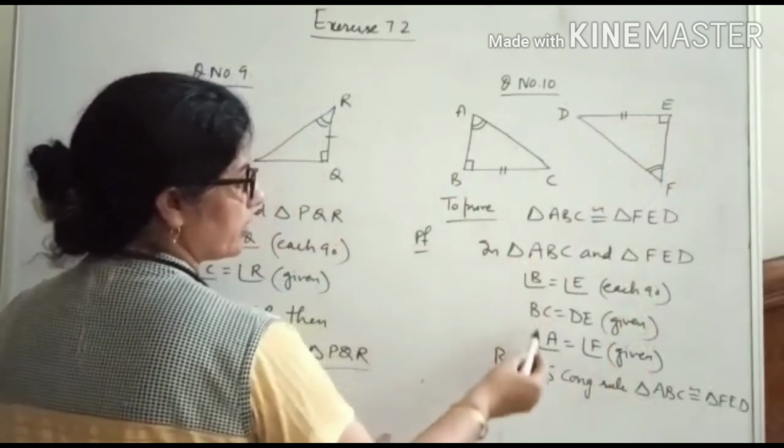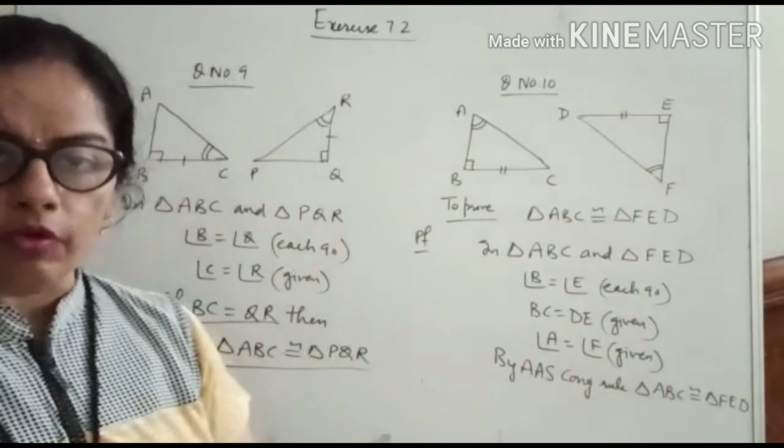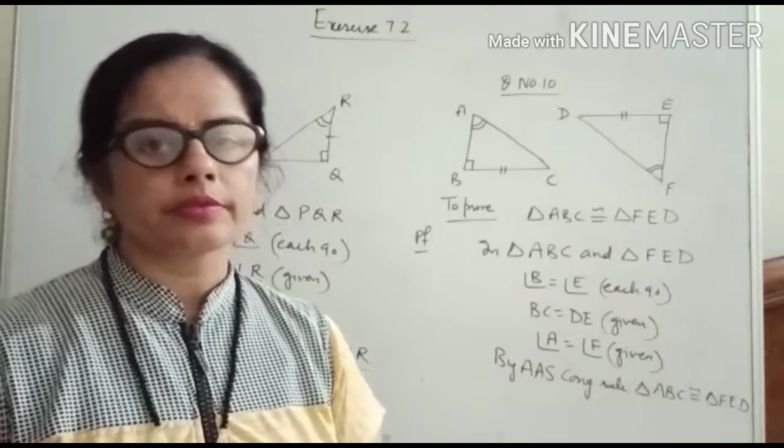So how will we write? First we will write in triangle ABC and triangle DEF, angle B is equal to angle E, each 90 degrees. BC is equal to DE, given. Angle A is equal to angle F, given. So by AAS the triangles are congruent. Okay. Thank you.